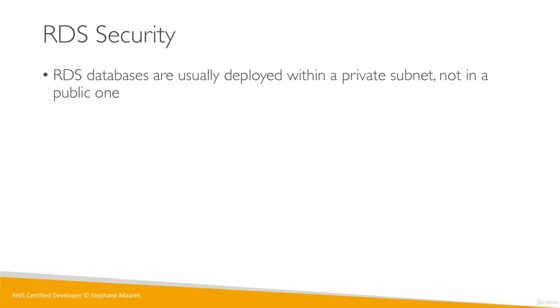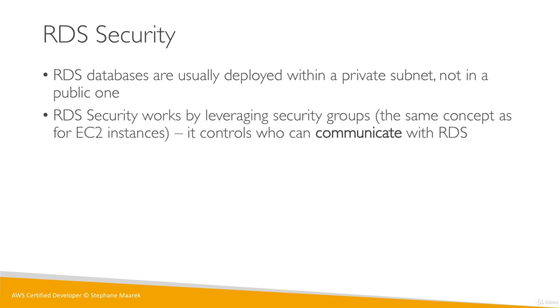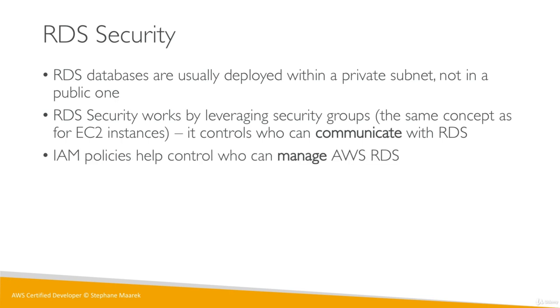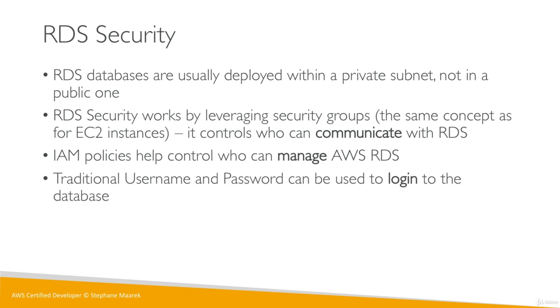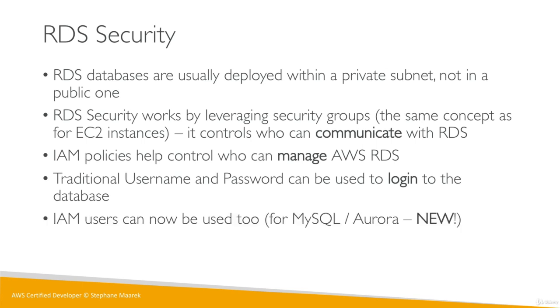Now for security, RDS databases are usually deployed within a private subnet so that you don't expose them publicly. And RDS security works by leveraging security groups, as we'll see. So basically, security groups allow you to control which IP or which other security group can communicate with RDS. In terms of who can manage RDS, for this we'll use IAM policy. And for connecting and logging into the RDS database, so actually making operations within the database, we'll use traditional username and password, or you can also integrate it with IAM users. This is new for MySQL or Aurora, okay? Something you should know about.